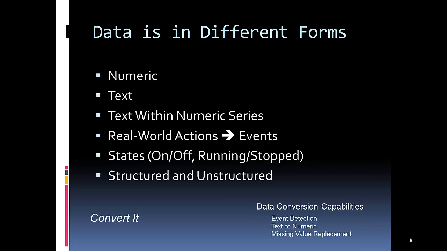And so you might want to see an on or an off, and you might want to convert that in a text to numeric to a 1 or a 0. Same with running or stopped or open or closed. If you need to do math on state variables or text, you can convert it into numeric values and then do your math on it.